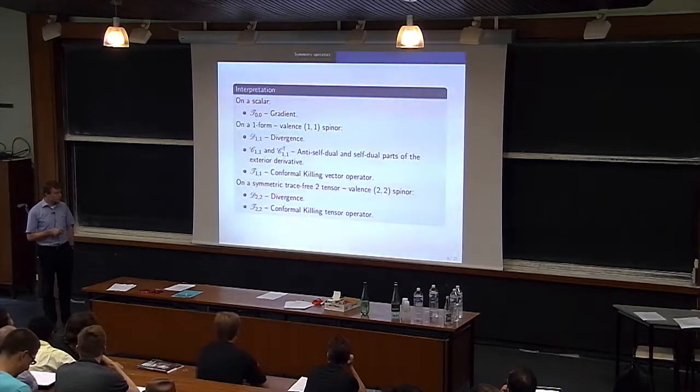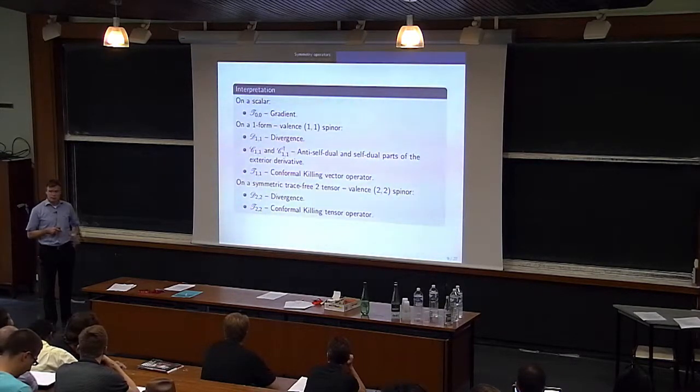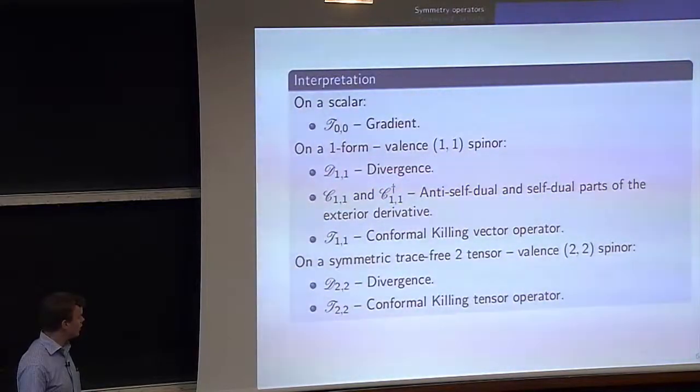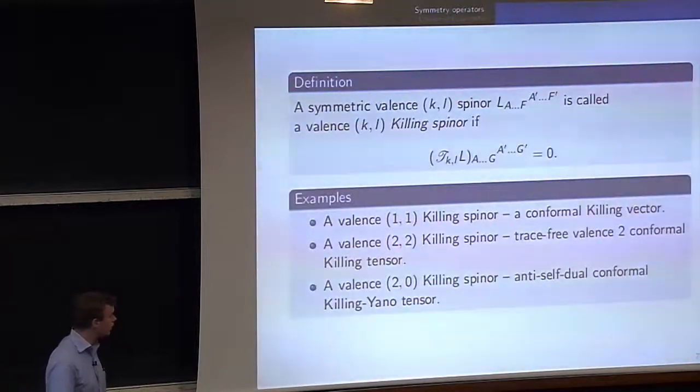The twistor operator here is just a conformal killing vector operator. And actually all these operators have nice conformal behavior, but they do have different conformal weights, all 3 of them. For the trace-free symmetric 2 tensor, we certainly have the divergence, of course, and the twistor operator is a conformal killing tensor operator. I didn't take the curl and curl dagger here. Of course we have them, but the interpretation is not as simple.